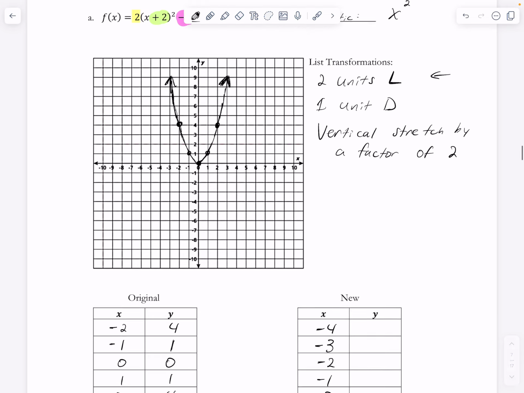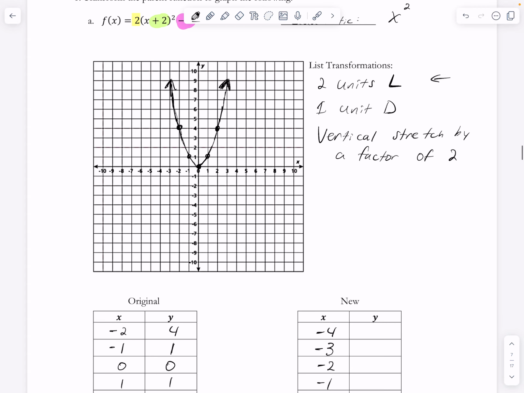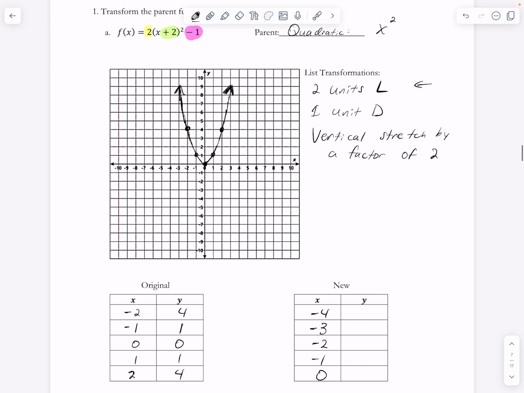Now, when you plug in those values, you can use a calculator if you want, or you can actually go in and plot it. I'll show you how to do that. But the idea is that we can plug them in, like -4 plus 2 is -2. Square that, you get 4. 4 times 2 is 8. 8 minus 1 gives you 7.